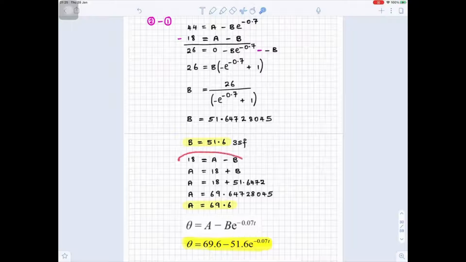Since 18 equals a minus b, so a equals 18 plus b. Take the minus b to the right, it becomes plus. So 18 plus 51.6472, that gives a to be 69.64, which is 69.6, 3 significant figures. So you can write it as theta equals 69.6 minus 51.6 times e to the minus 0.07t.